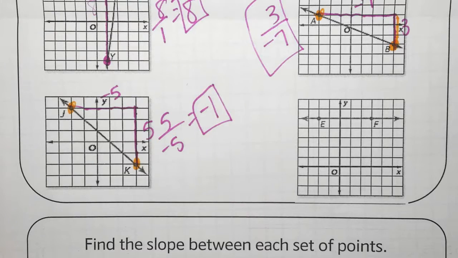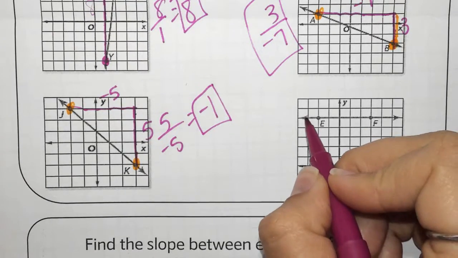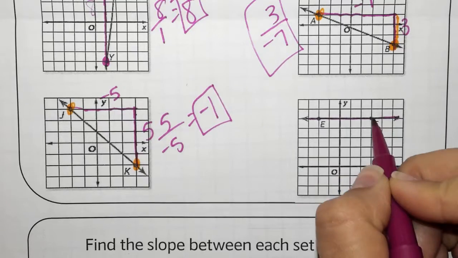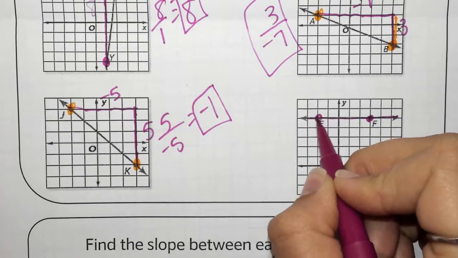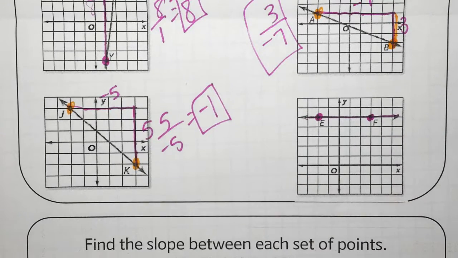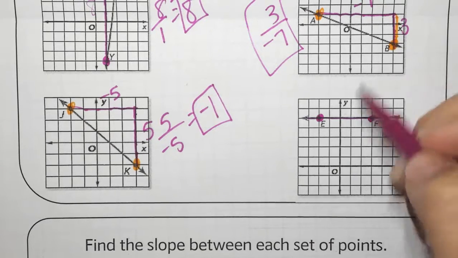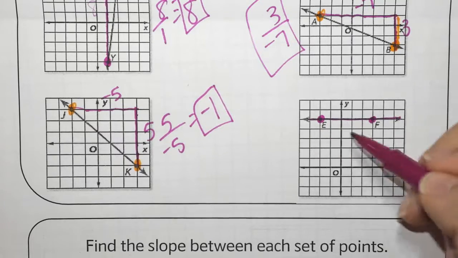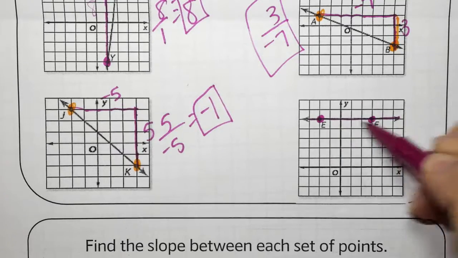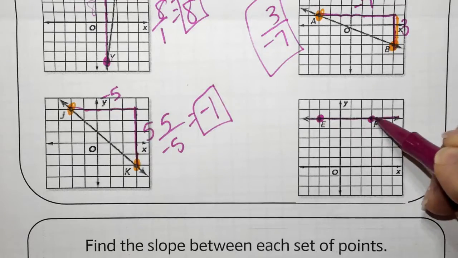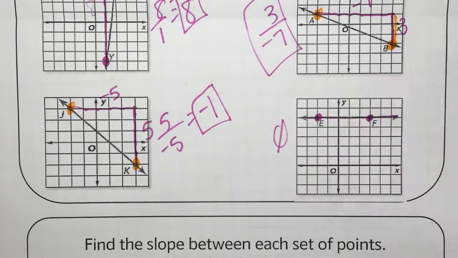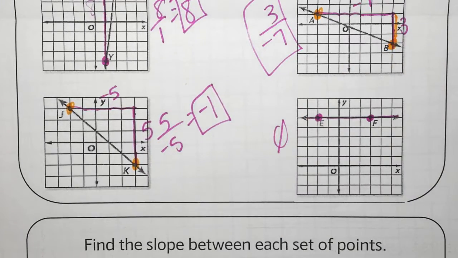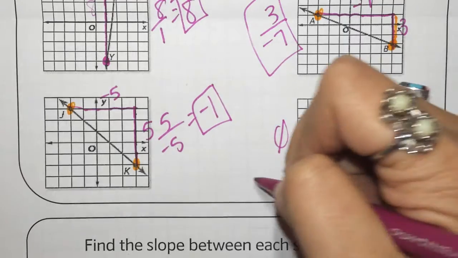Next one is 0. Alright, now the next one is 0, as Trey keeps screaming out because he won't let anybody have a moment to just breathe and look at the problem. Now, the reason it's 0 is because you don't rise any. You just run. So the rise would be 0, and the run would be 1, 2, 3, 4, 5. But the answer is just 0. It's a 0 slope.